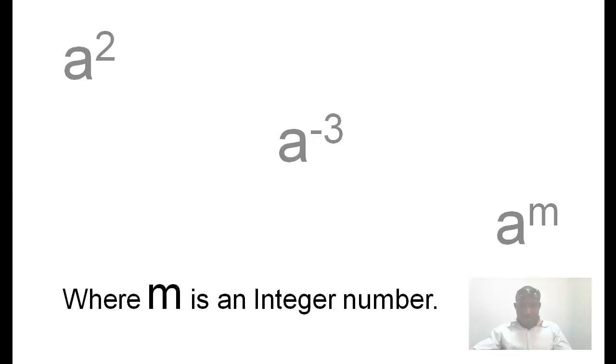a^2 is a positive index number. a^-3 is a negative index number. a^m is a generic form of an index number for our consideration, where m is an integer number. Integer numbers are positive and negative whole numbers, including 0.